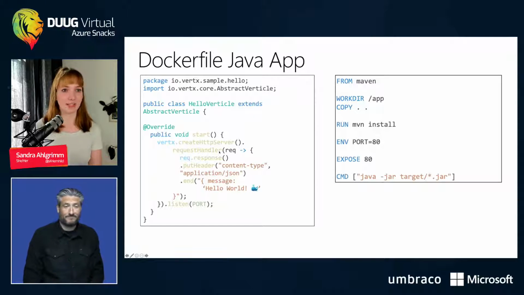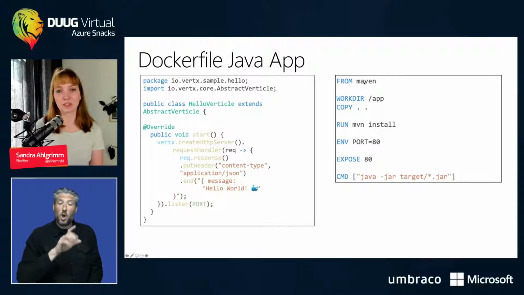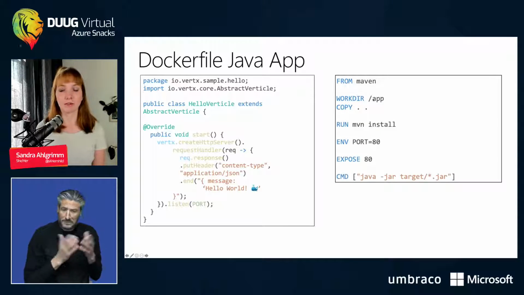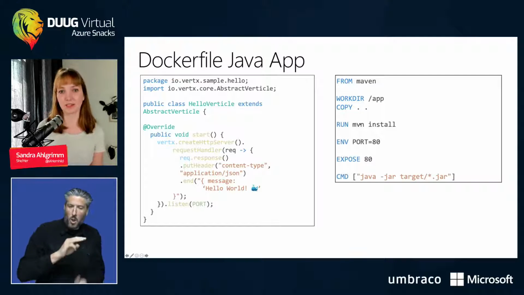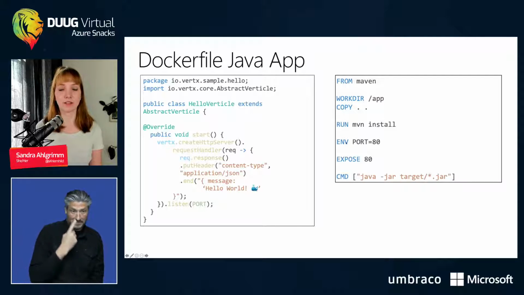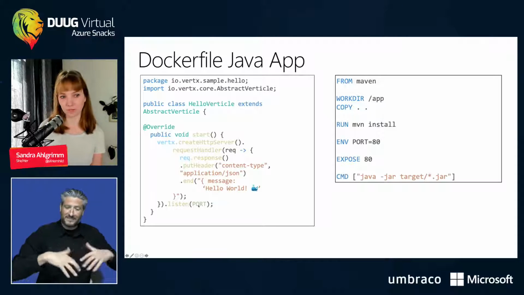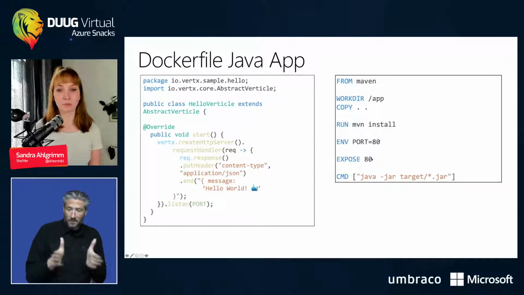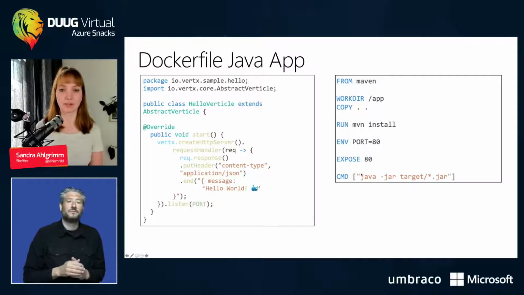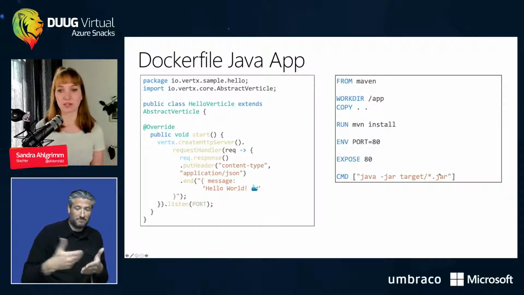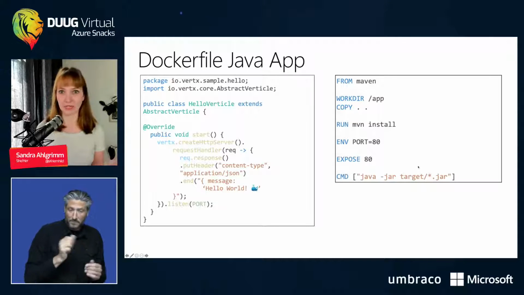And the Dockerfile can be as simple as this. So from Maven, because I use Maven to build my application, I will set my work dir, copy everything, and then run Maven install, set the environment variable port that it will be replaced here, expose the port to be accessible later on, and then just start my application with java -jar, as I'm used to as a Java developer.